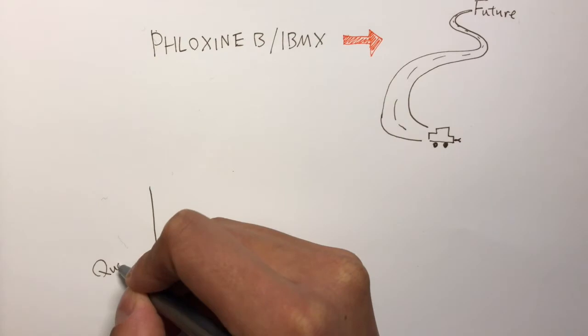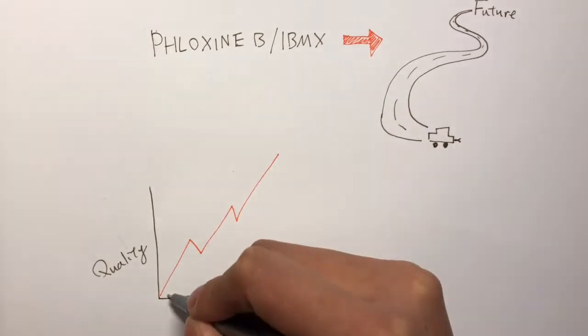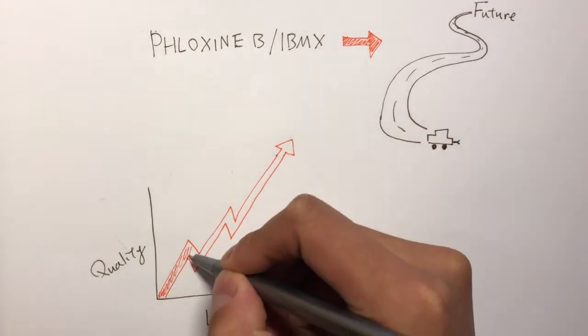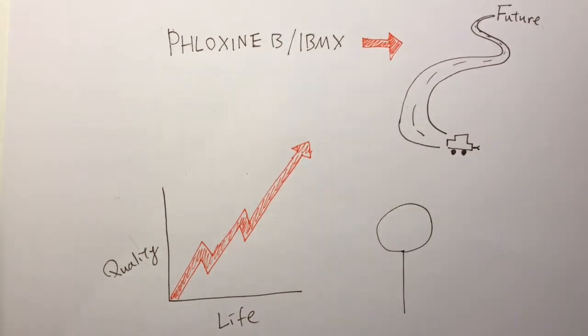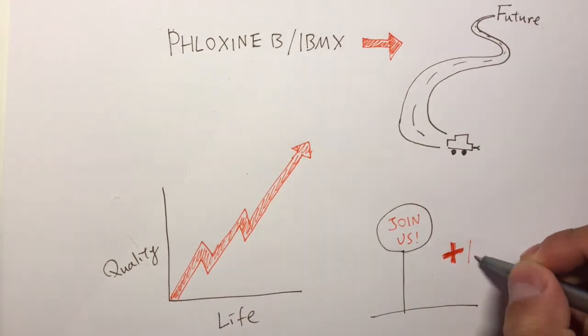Investors, this is your unique chance to have a massive impact on people's lives. Floxin B and IBMX will dramatically improve the quality of life of sufferers and their families and reduce strain on the healthcare system. Join us and change the lives of cystic fibrosis sufferers and add 10% more smiles in the world.